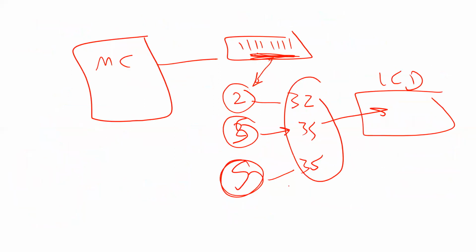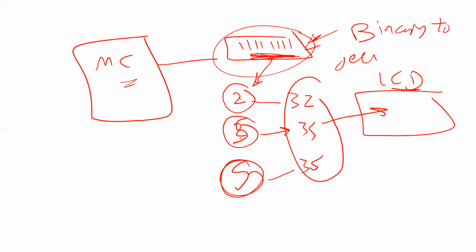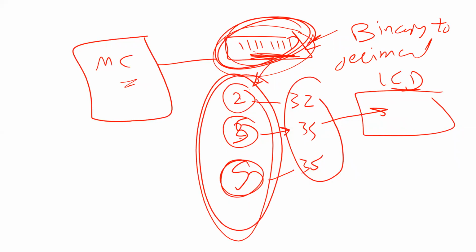Here we also need to do the opposite. The microcontroller is going to give you the number in binary, but you need to display it to the user. So if you have this number, how can you get 255 from it? That's what we call binary to decimal conversion. You have to write a program to take this binary and give you these decimal numbers.